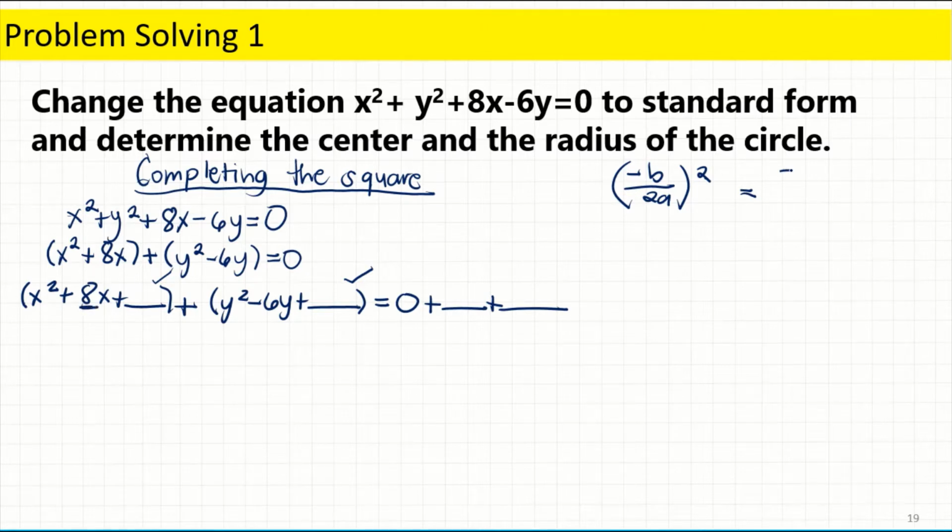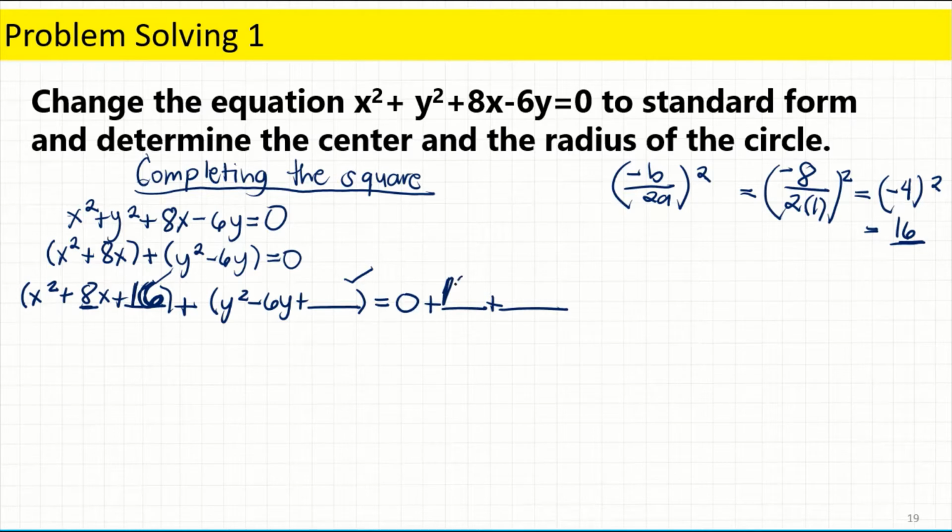We negate b, which is 8, so we will have negative 8. Then 2 times a, and our a is 1, and then squared. So we have negative 8 divided by 2 times 1 equals negative 4. When we square it, it becomes positive 16. So we place 16 in this blank, and also on the other side.